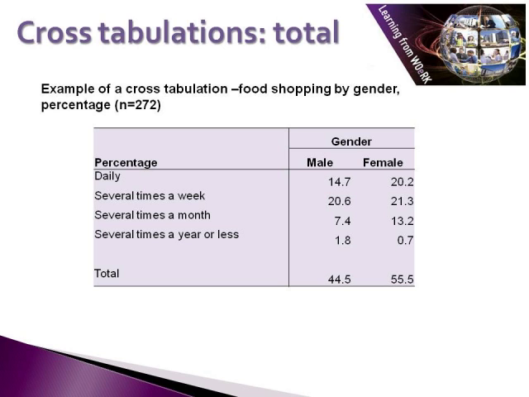In this example here, we can see that the cross-tabulation we have used total percentages. So each count is divided by the total number of respondents. So it means that if we take that percentage of 14.7, it means that 14.7% of the total number of respondents were male and shopped daily. Okay, 20.2% of the total number of respondents were female and they shopped daily.